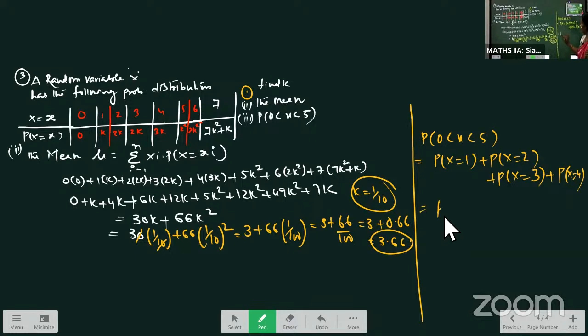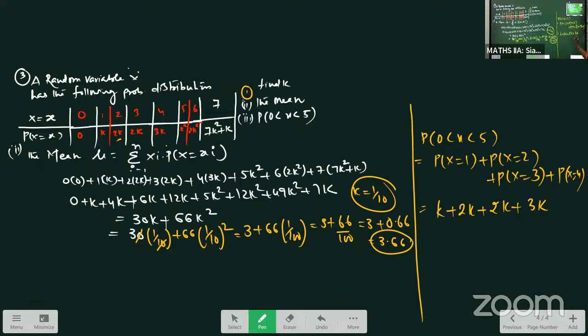So P of x equal to 1, how much do we have? The corresponding value for x equal to 1 is k. For x equal to 2 the corresponding value is 2k, so we write 2k here. For x equal to 3 the corresponding value is 2k, so we write 2k here. And for x equal to 4 the corresponding value is 3k, so we write 3k here.